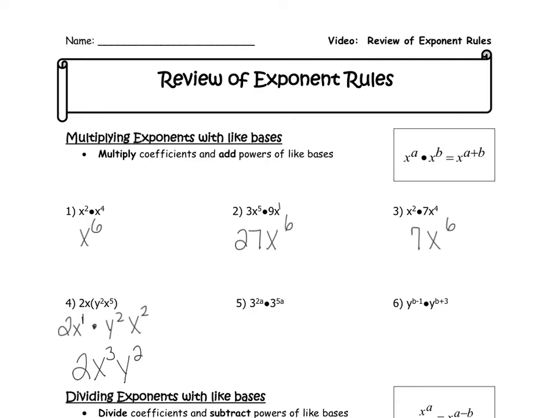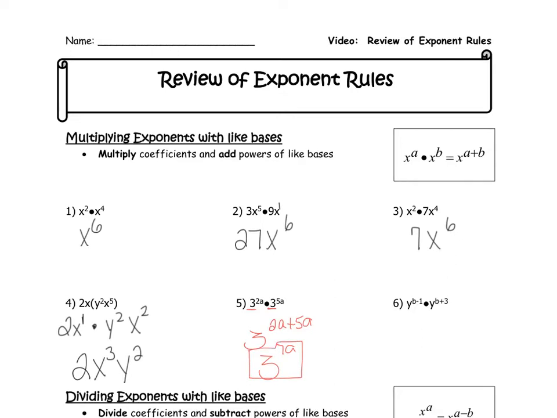Okay, number 5. This one's a little tricky. A lot of people want to take this 3 and multiply them together. But be very careful. This 3 is the base that's attached to each of those exponents. So you keep the base and add the exponents. So we're going to add 2a and 5a. So this becomes 3 to the 7a.